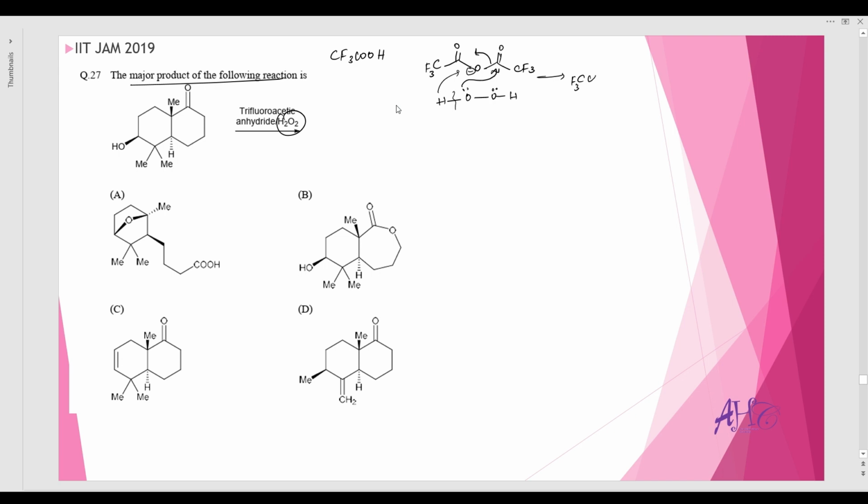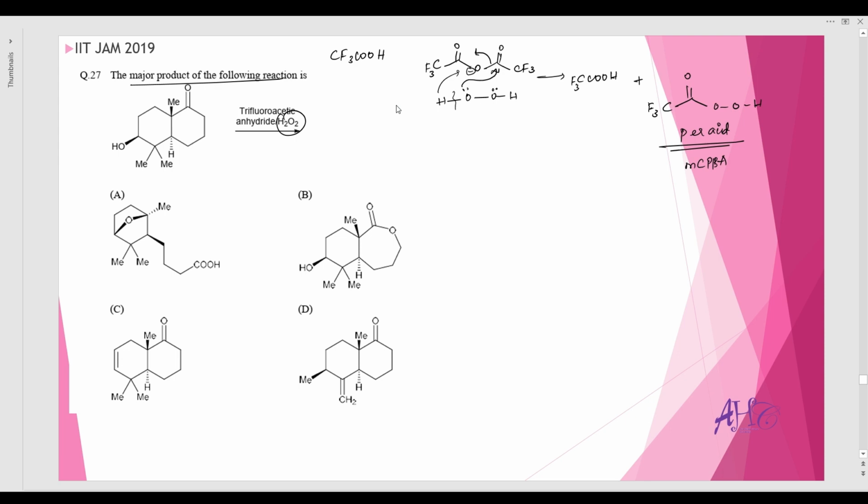One is trifluoroacetic acid, and what else is there? A peroxy group has been added. Here you already have CF3. Let me draw it on the other side. Here you have your CF3, your double bond O, and then you have OOH. So here you are going to have a peracid. This peracid is almost similar to metachloroperbenzoic acid, so the reactivity will be similar to metachloroperbenzoic acid.